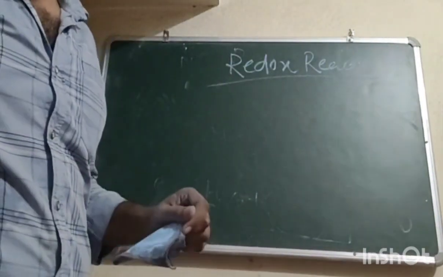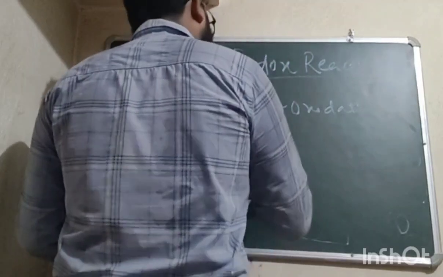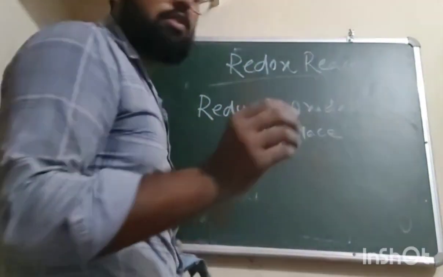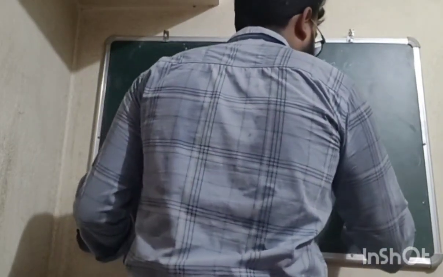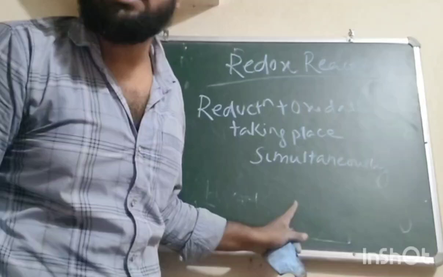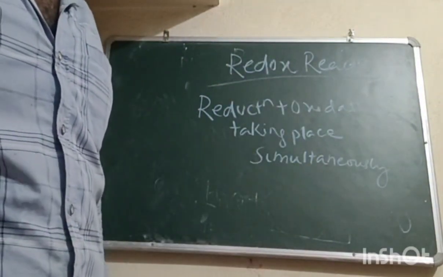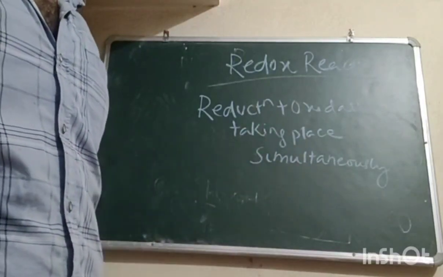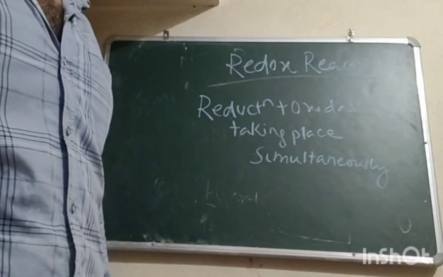Redox reaction. What is a redox reaction? Reduction and oxidation taking place. Taking place how? Simultaneously. In one reaction only, oxidation and reduction are taking place. For example, like what we have said, ZnO plus C gives Zn plus CO. The zinc was getting reduced, and the carbon was getting oxidized. Right.